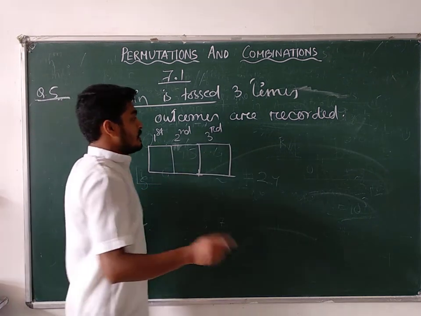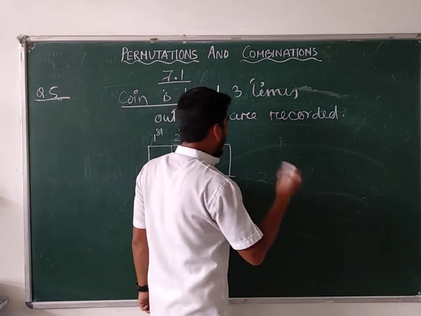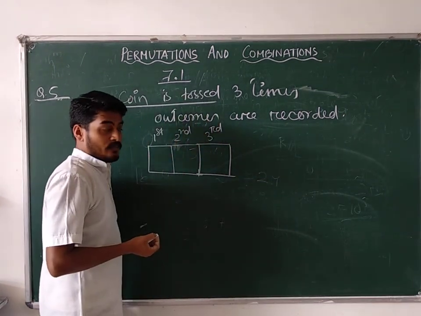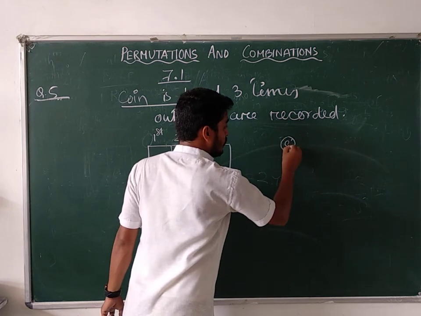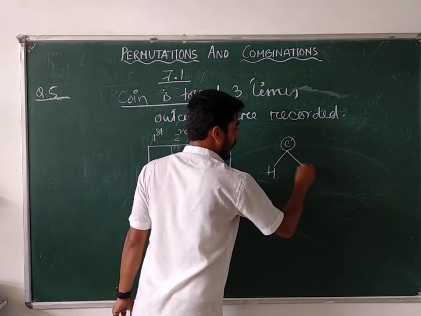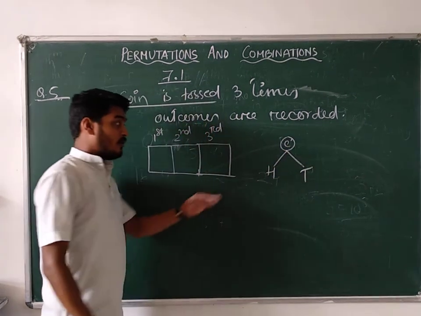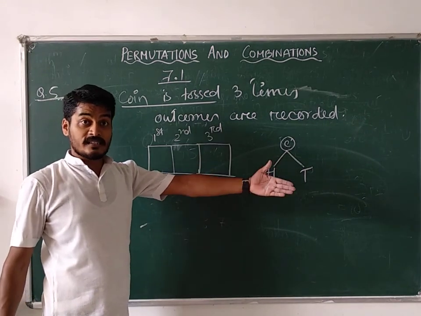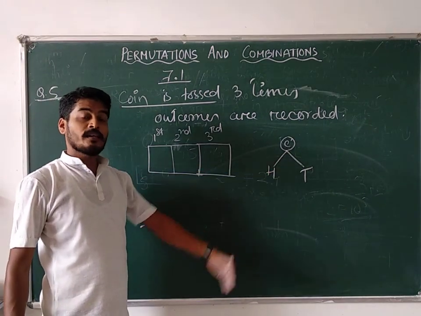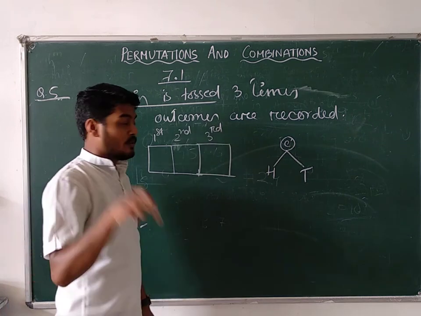Suppose how many different ways you will get the answer. So a coin has how many outcomes? A coin has 2 different outcomes. Either you will get head or you will get tail. One side is known as head and another side is known as tail. This is known to you, I think so.